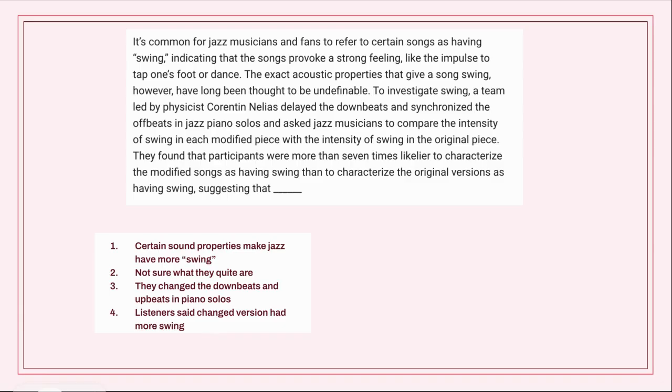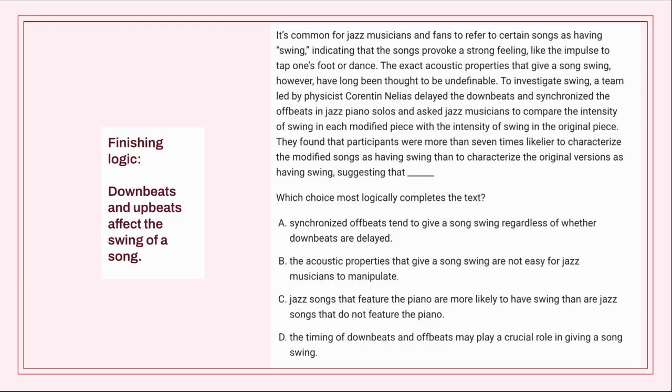I think the most logical conclusion to make, again, that's not explicitly said in the text, but we can pretty much state, is that downbeats and upbeats affect the swing of a song, or how the downbeats and upbeats are in a song might give the song more swing or maybe less swing, whatever. Again, you don't have to understand what downbeats and upbeats mean. You don't need to understand what we did with them. You just need to understand that we changed these things and they brought more swing to a song. So again, the easiest way to finish this logic is that these things affect the swing of a song. So take a second to see which answer choice matches up with that logic.